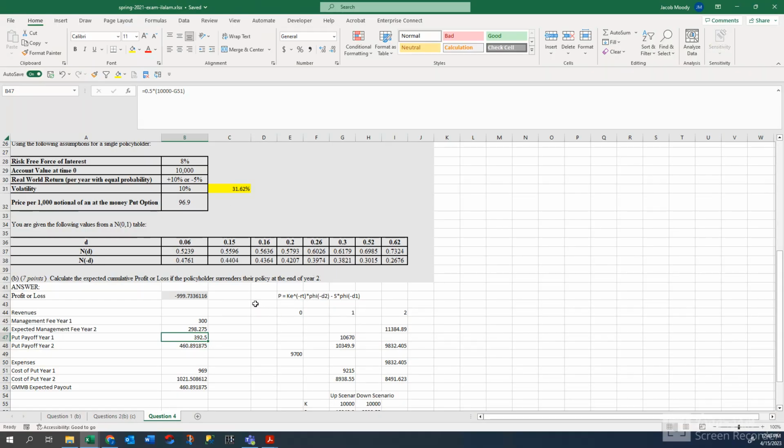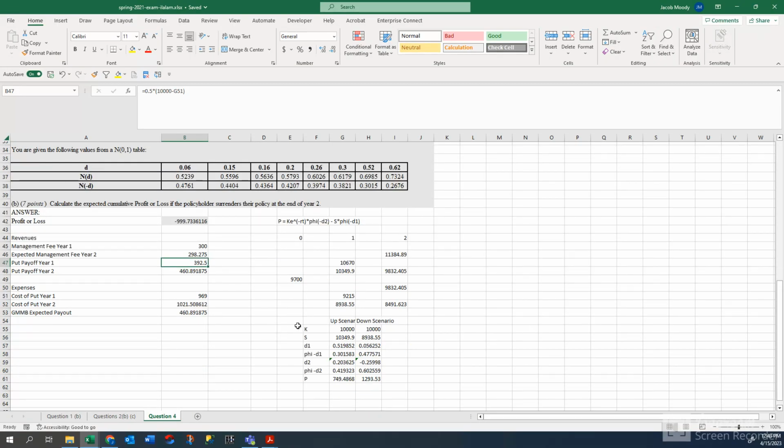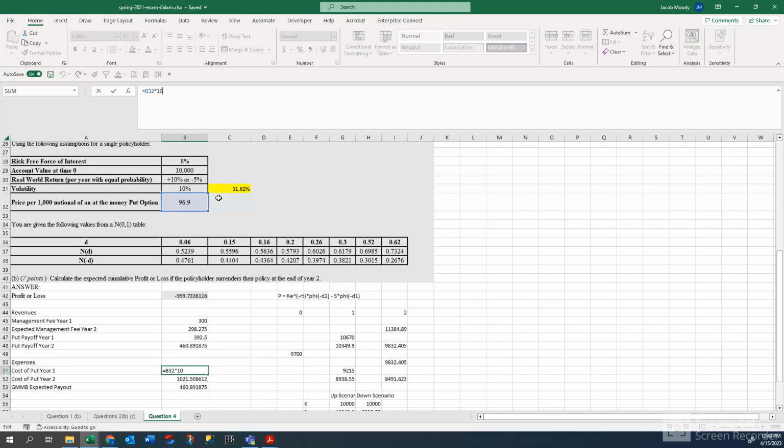So now to calculate the put, or the cost of the put, this one is just simply, they gave this part here. So there's no Black-Scholes that we need to calculate. It's just the 96.9, and that's per $1,000 notional. We need to do $10,000. So there's the $969. And so that is for year 1.